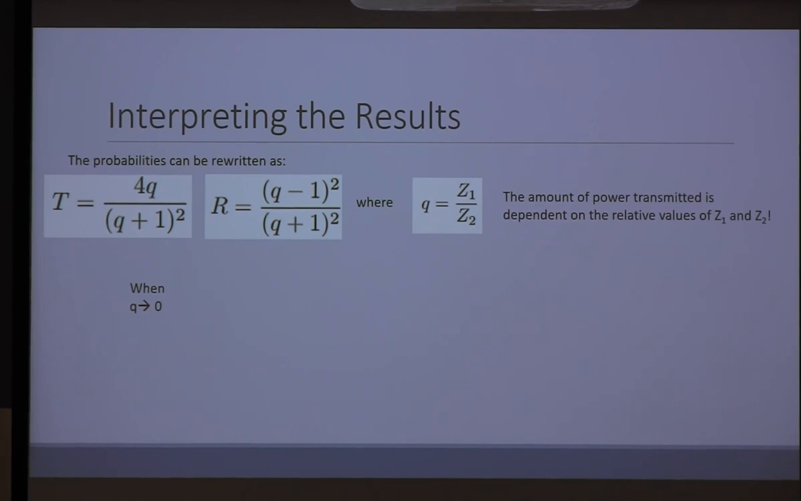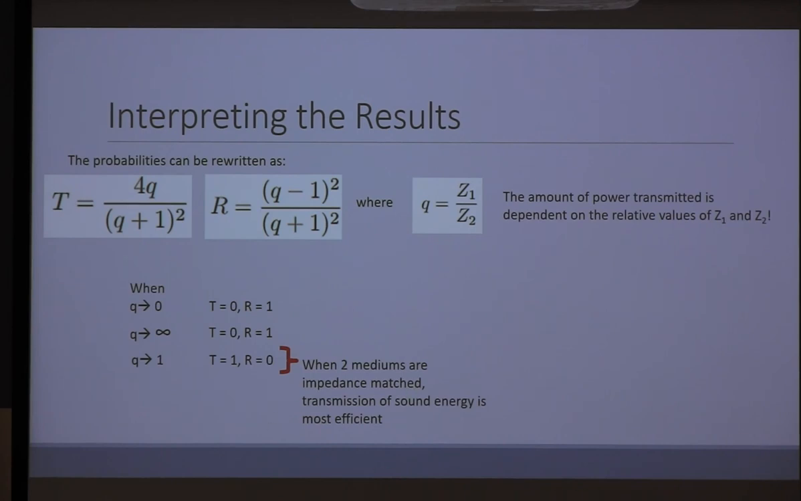So if we think about some general cases about these equations. When the impedance of the second fluid is much larger than the impedance of the first, Q will go to zero, and we'll have all of the sound intensity being reflected. If we look at the opposite case, where the impedance of the first fluid is much greater than the impedance of the second fluid, and Q goes to infinity, we'll have the same thing. So everything is reflected. However, if the two impedances are equal, then we'll have all of the sound intensity transmitted. This is what is meant by impedance matching. When two mediums are impedance matched, transmission of sound energy is most efficient. And at extreme impedance mismatching, sound is not transmitted.